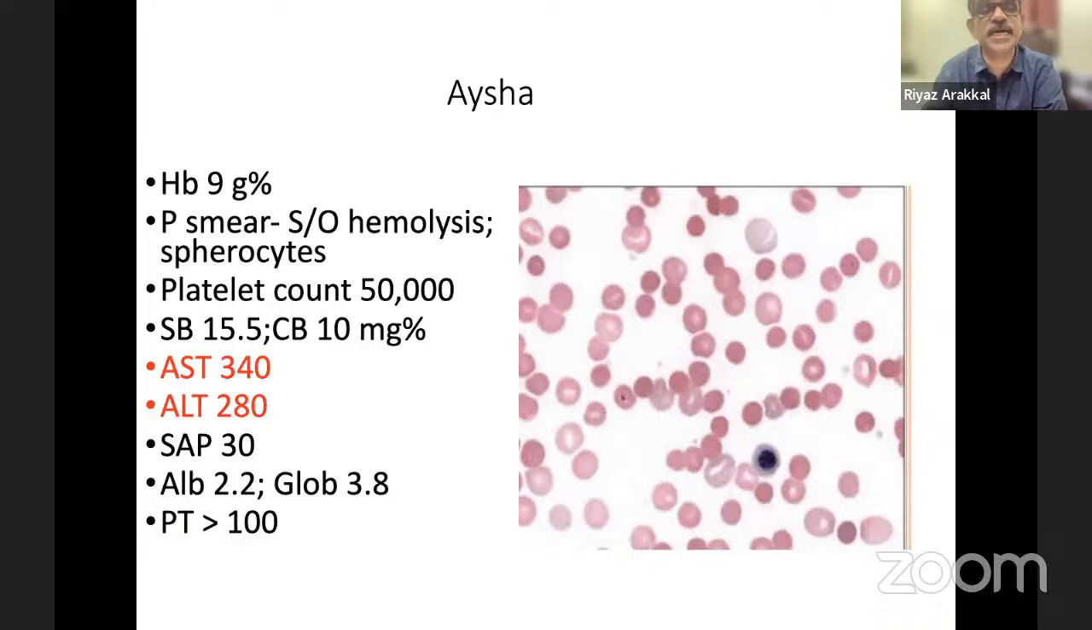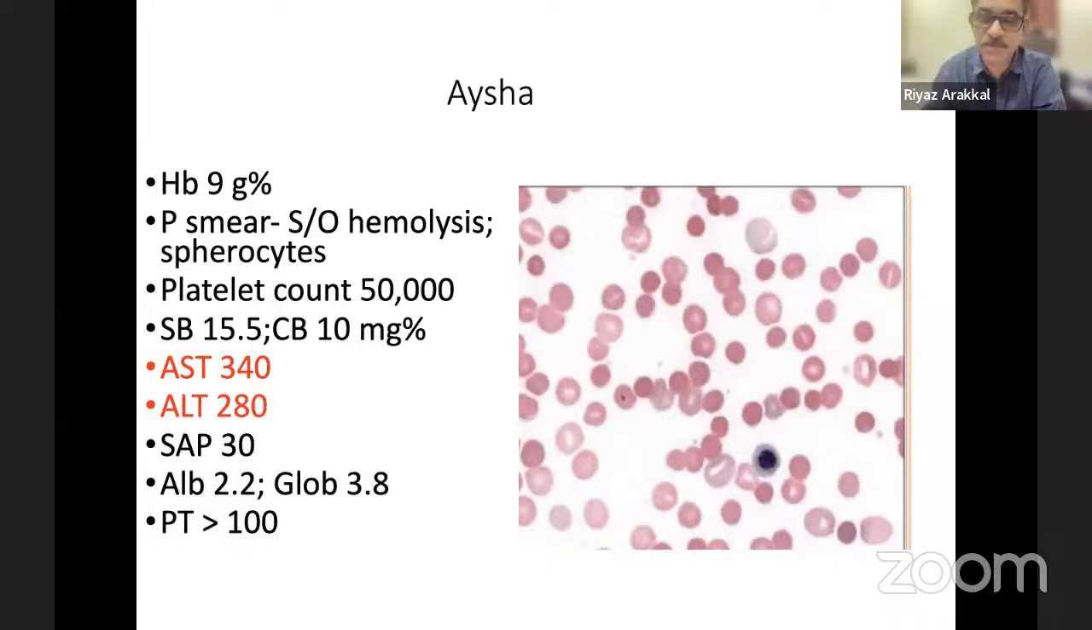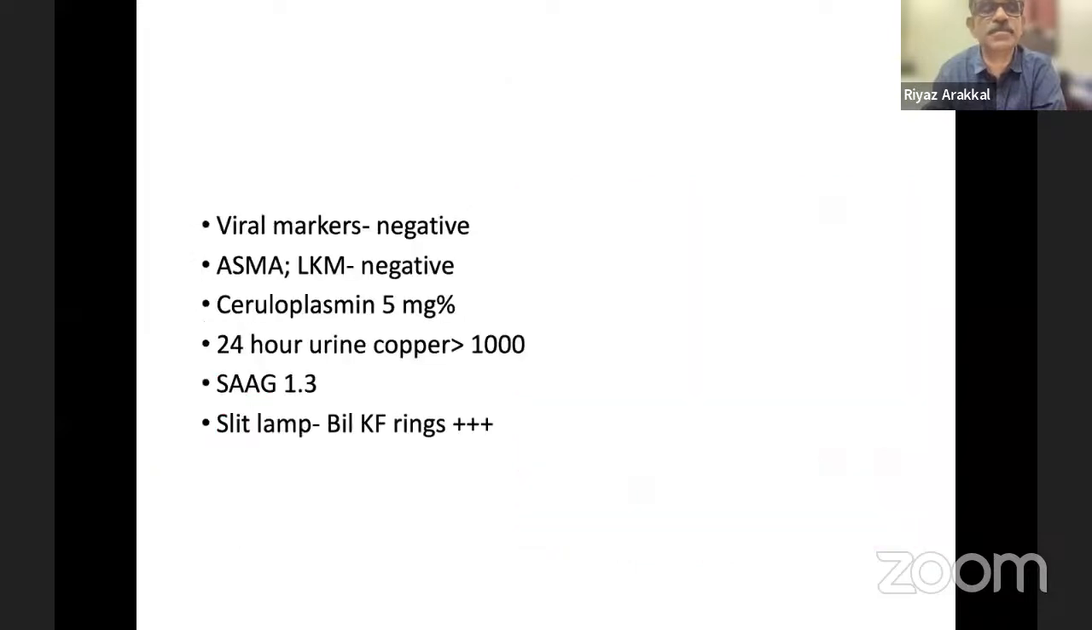What is the treatment for this child? Anybody? What is the correct treatment for this child? Anybody other than Aisha? Liver transplant is mentioned there. Absolutely, Vasana. This child has to be given liver transplantation and not the usual drugs.